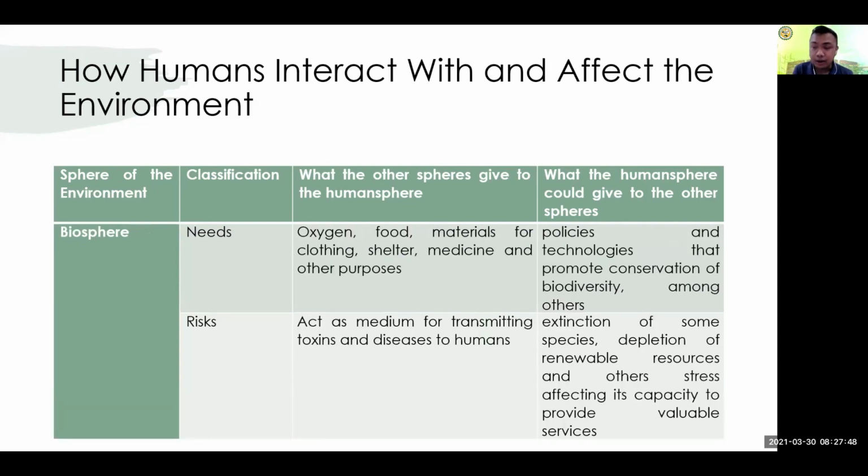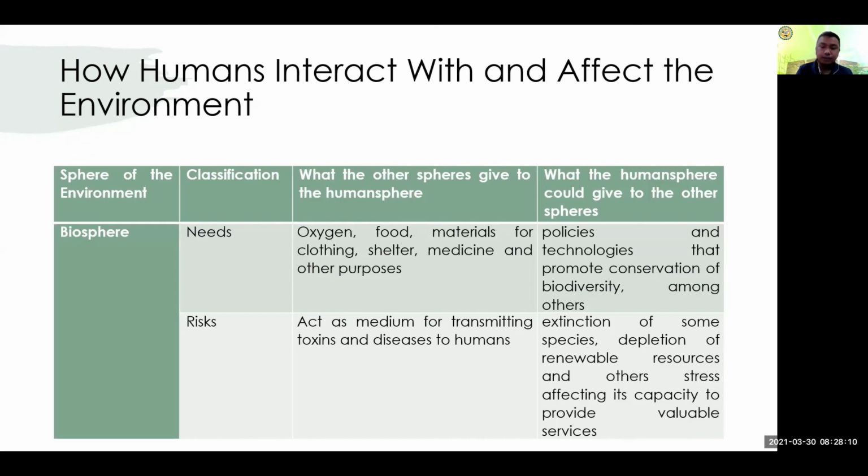Lastly, your biosphere. Your biosphere provides oxygen, food, materials for clothing, shelter, medicine, and other purposes. Now, human beings in return could develop policies and technologies that will promote conservation of biodiversity, among others.